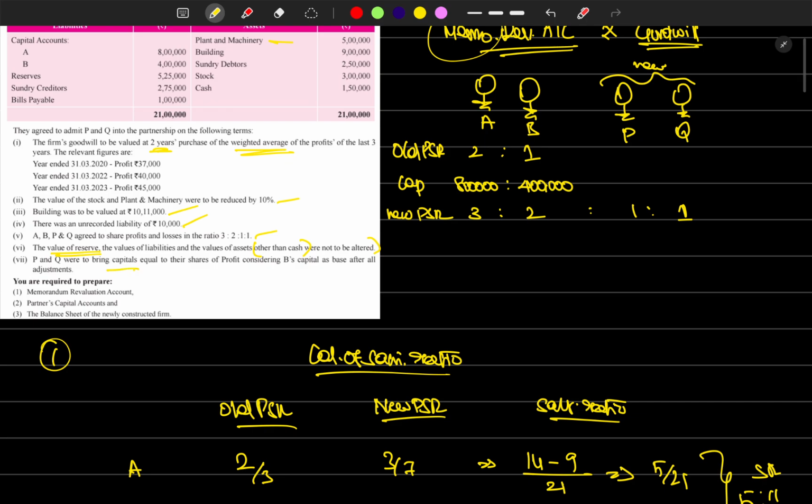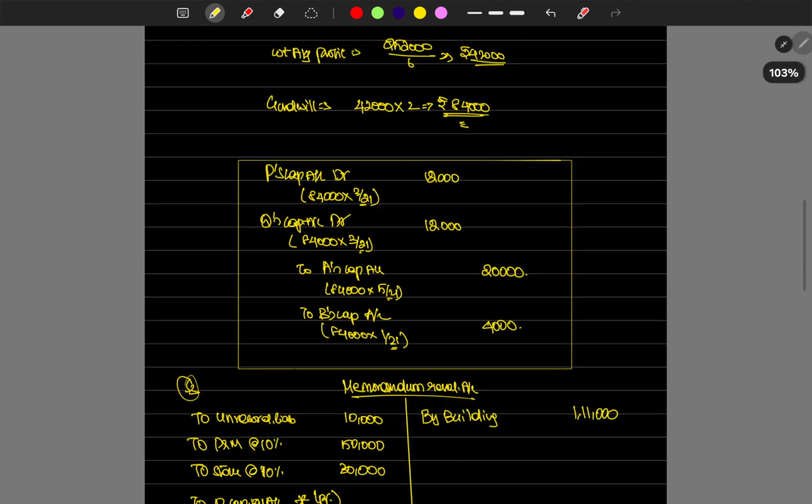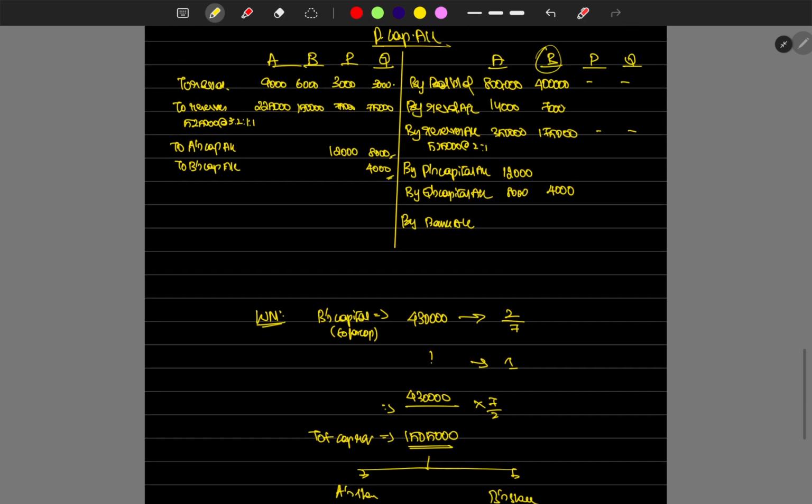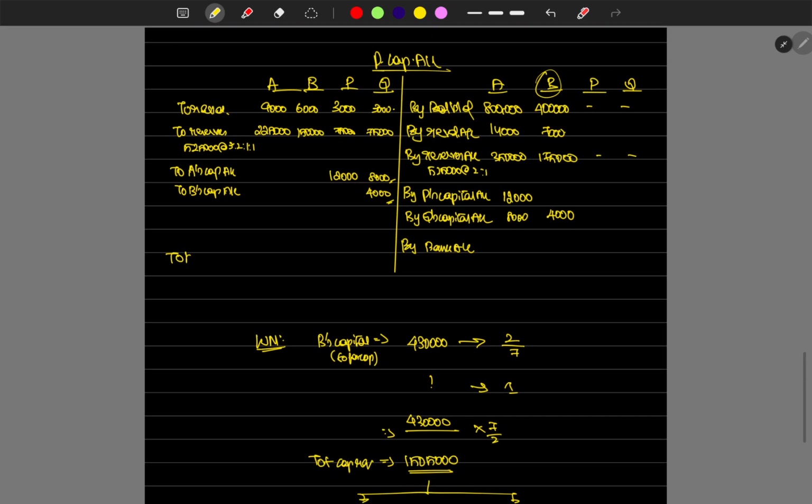P and Q were to bring the capitals equal to the shares of profit, considering B's capital as the base after all adjustments. After all adjustments means this should be the closing capital. So the balance carried down, 2,15,000, is the closing capital. Then the by bank account should be the balancing figure.